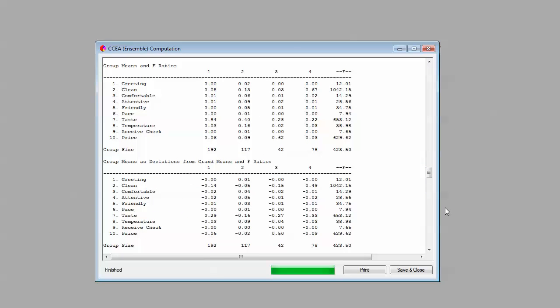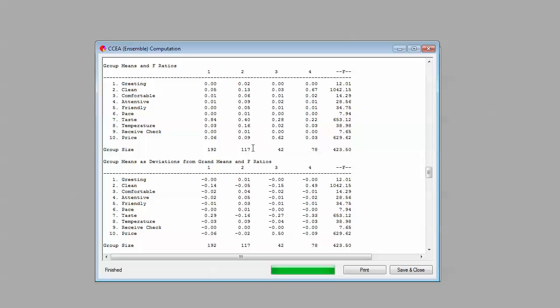And if you recall, last time we had a definite segment about taste, mostly taste and price and cleanliness, and we've managed to pick that segment up again. This time it's not quite as large. It's still the largest of the 4 segments, but it's not half the respondents. So we're getting a similar answer to what we had before, but not quite identical.